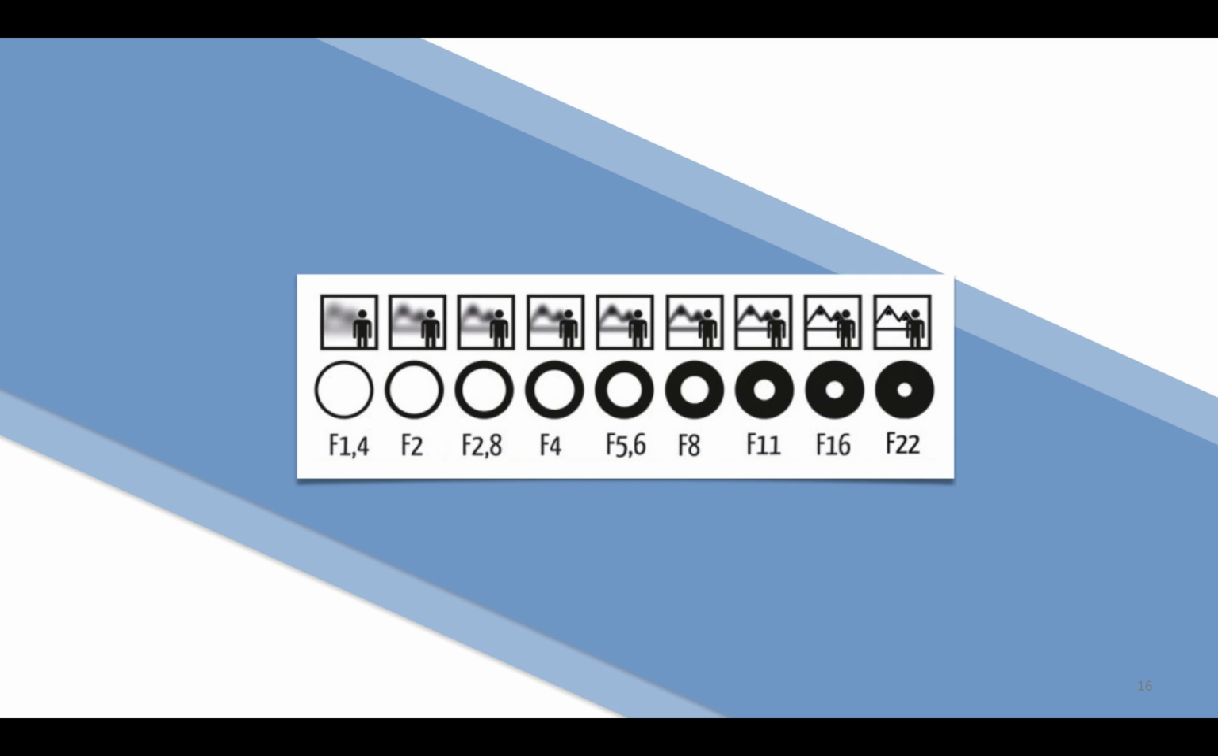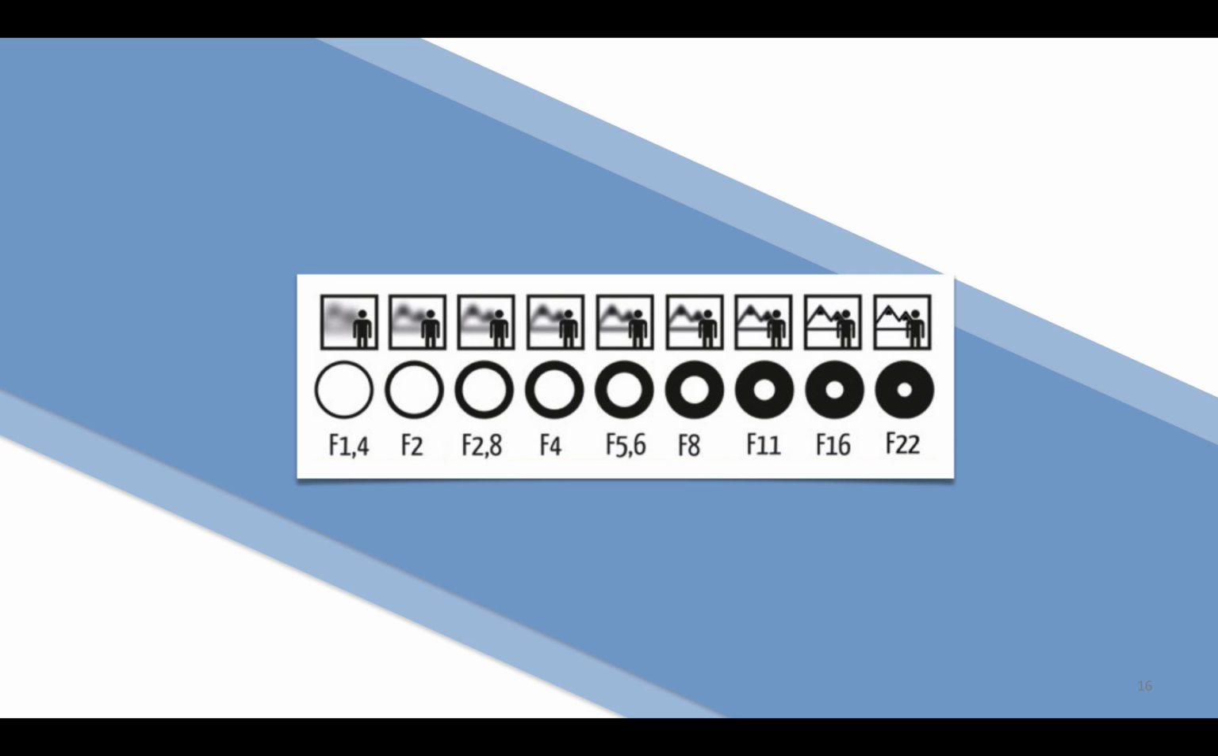To connect this to what we've already been talking about, off to the left here, we have f1.4. Looks like a comma, but it's actually a period. f1.4 has this very wide open aperture, very large circle. And if you look at the corresponding graphic above, we just see that person in focus and everything behind them is basically mush.